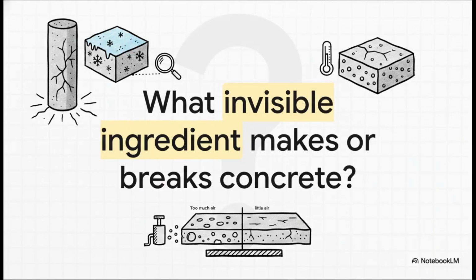So before we break out the heavy machinery, I want you to think about this. What is the invisible ingredient that dictates whether a massive structure will stand the test of time, withstand freezing winters, or just completely crumble under pressure? It's not the cement, it's not the gravel, it's actually air. Yep, entrained air bubbles are intentionally mixed right into concrete to give it durability, especially against freezing and thawing.